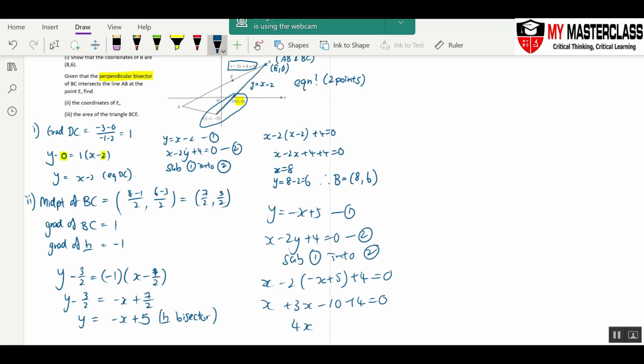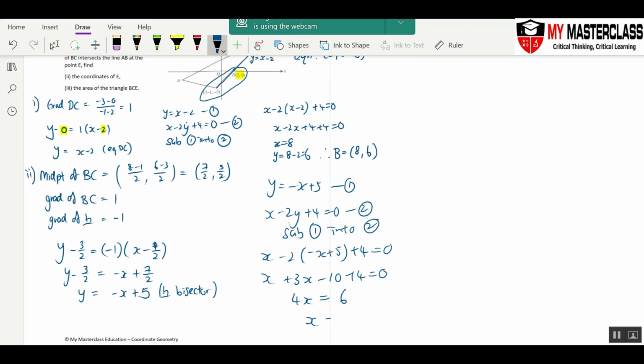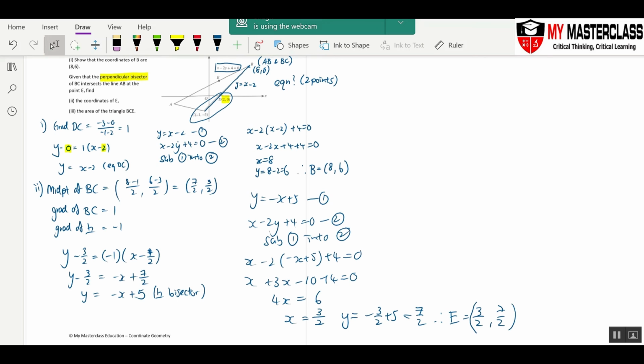So work it out. I will have 4x equals 6, so x is equal to 3 over 2. Then y is equal to negative 3 over 2 plus 5, which is equal to 7 over 2. So therefore, E is (3 over 2, 7 over 2). Okay, next.